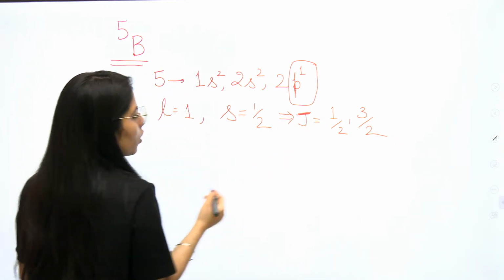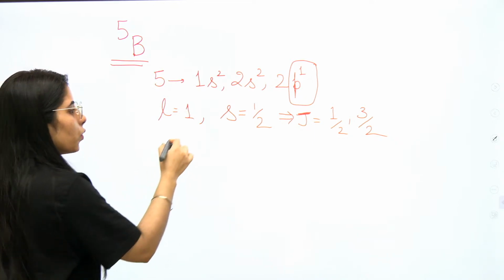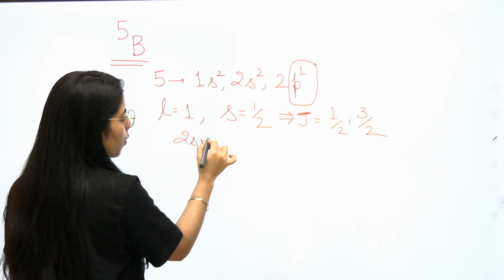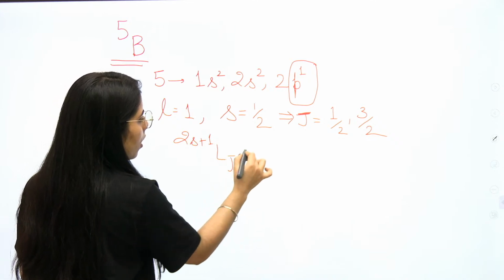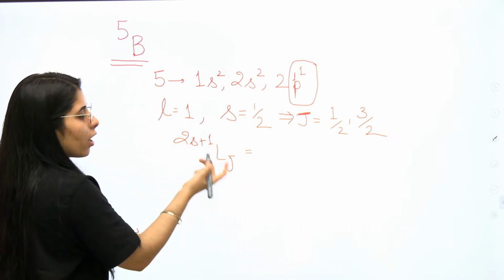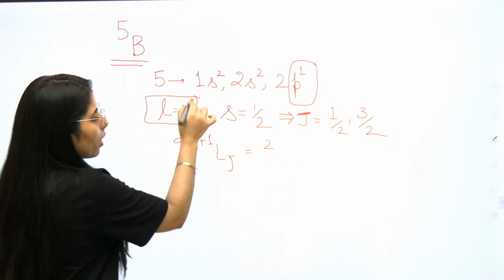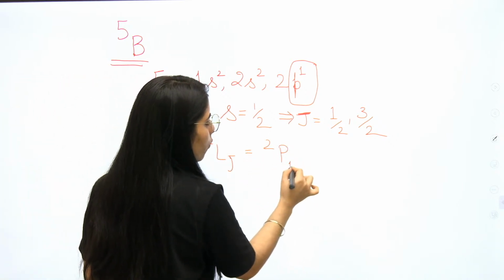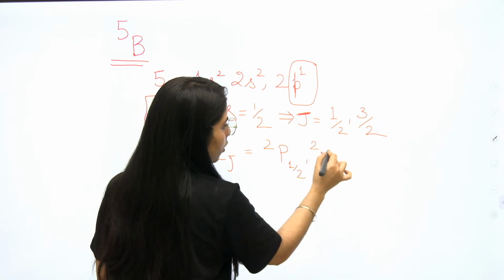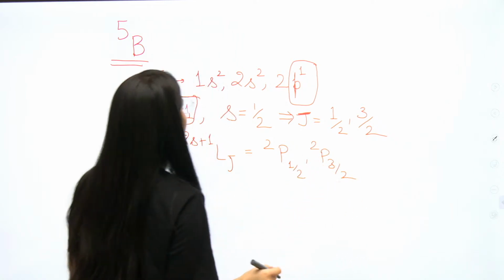Clear? Next thing. You need to write the spectroscopic term. You know it's going to be 2S plus 1 L_J. Spin is half. So it's going to be 2 into half plus 1, which means 2L. L will be what? It's just P, for L is equal to 1. Half and 2P, 3 by 2.